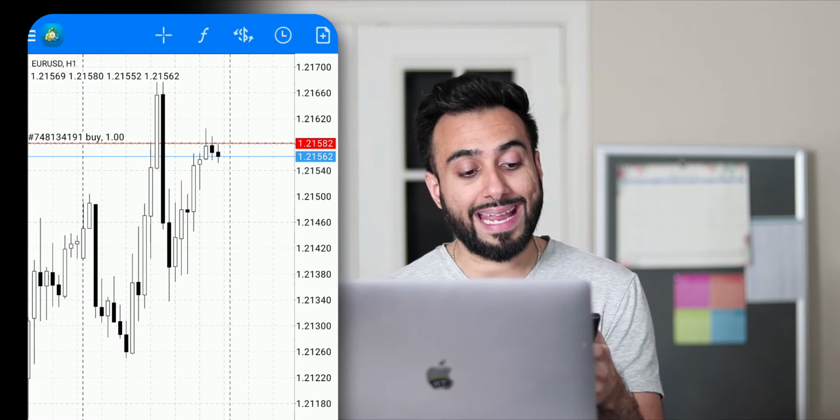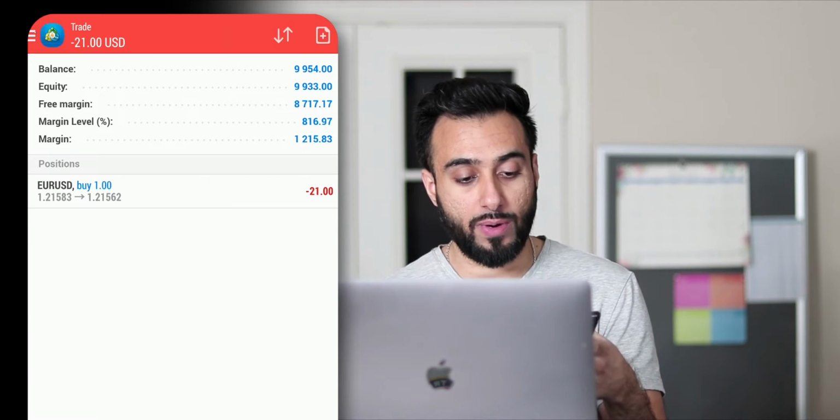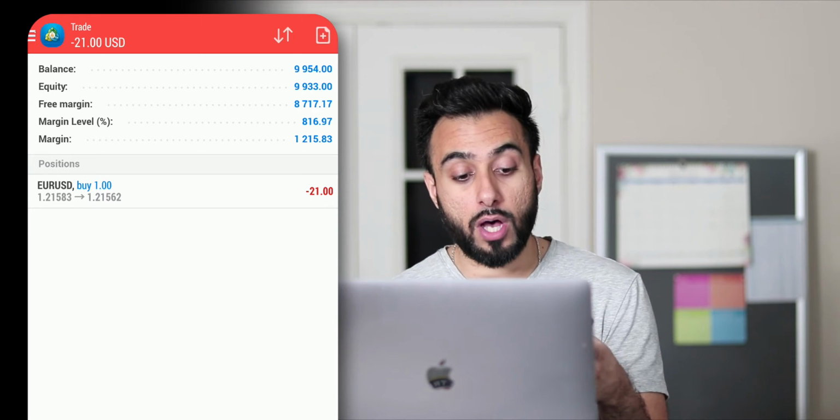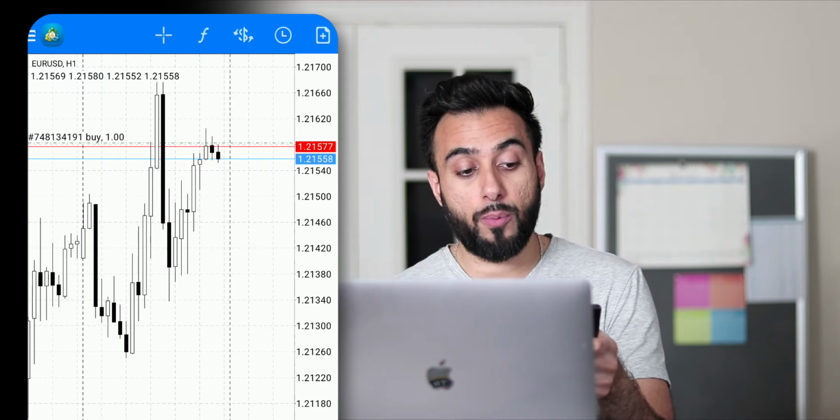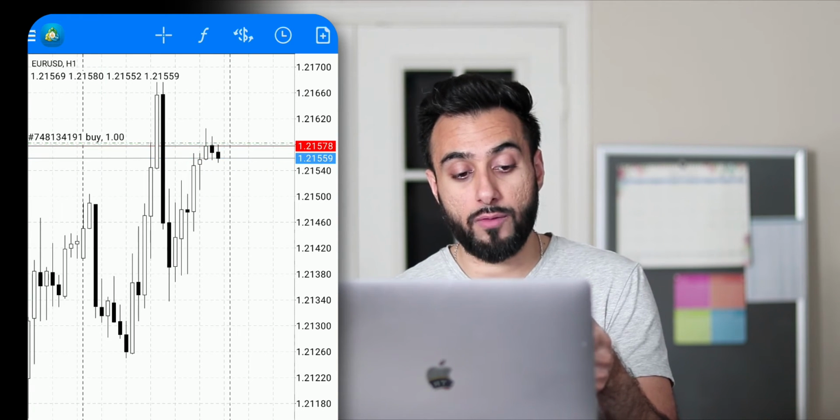So now going back and looking at our actual trade that we had just entered, we're currently in a $21 loss because of the spread. The price still needs to move up to a point where the blue line reaches the point of our entry.